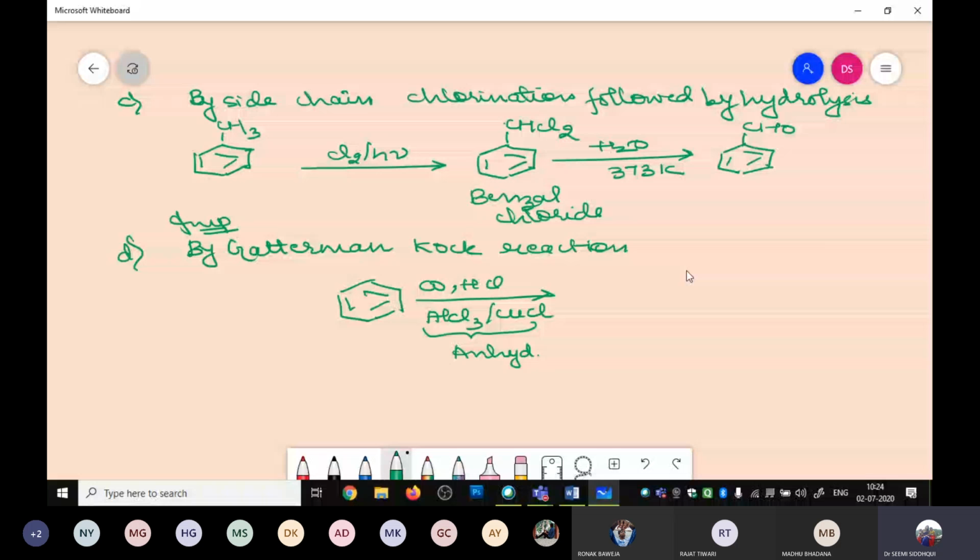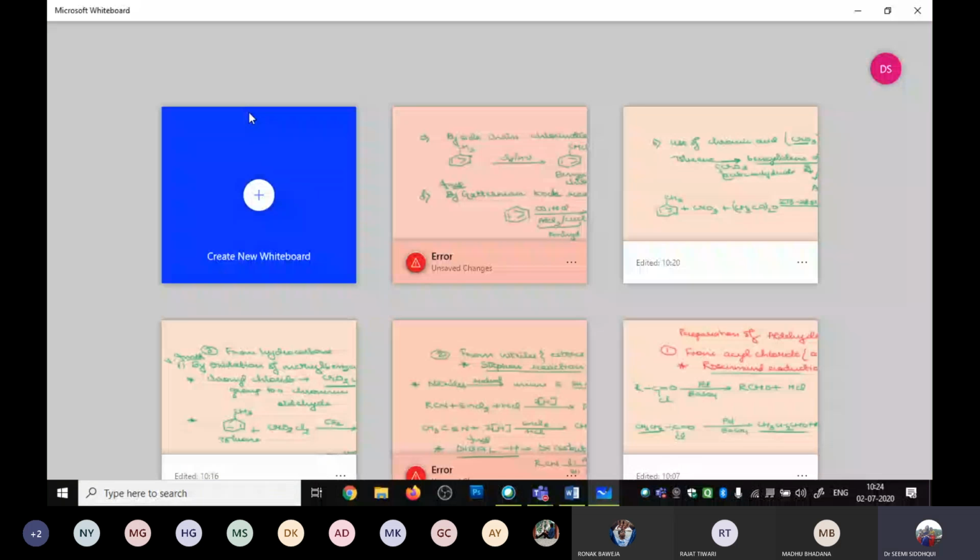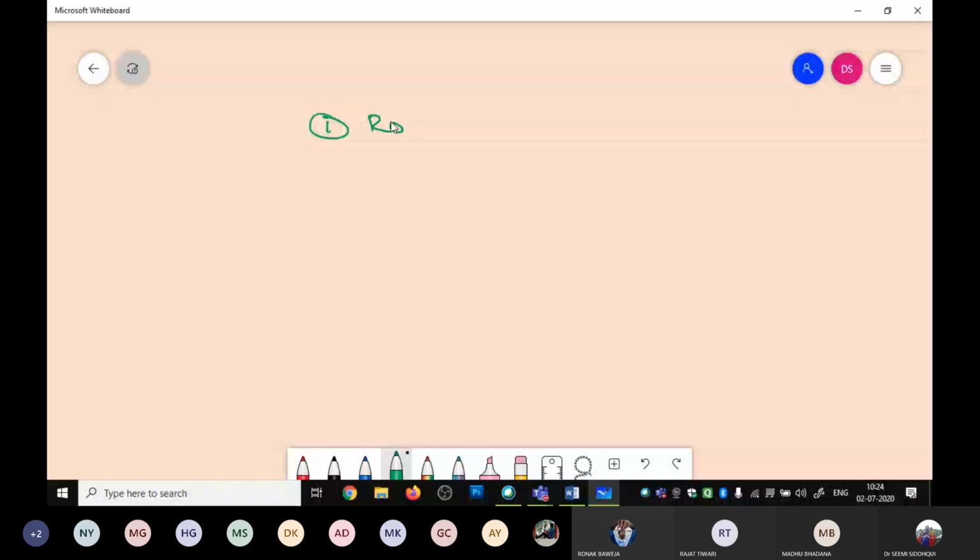So the named reactions which we did today are what? The very first reaction we did was the Rosenmund reaction. What was in the Rosenmund reaction? You take an acid chloride, then it is hydrogenated with the help of a catalyst. The catalyst we take is palladium. That palladium we need to poison with the help of sulfur or quinoline.